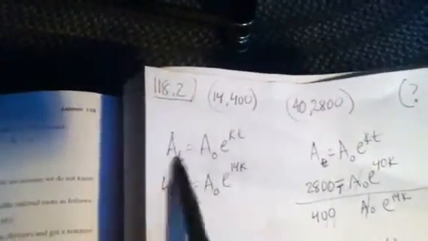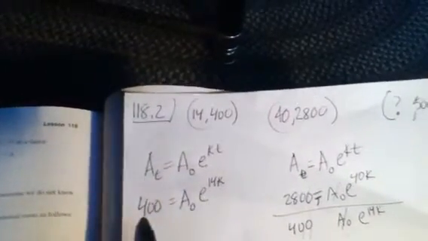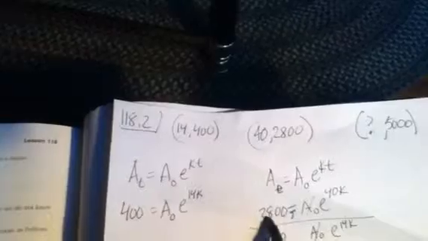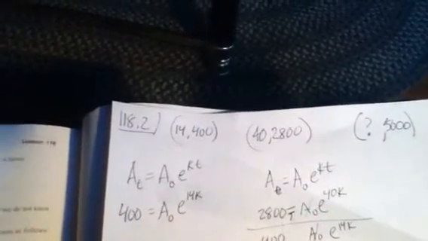And then I know that this is my formula for exponential growth and decay. I made one for each ordered pair. And then I plugged in, for A of t, the 400, and for t, I plugged in 14 here. And I did the same on this side. I plugged in the 2,800 and the 40. And then I have to do a system of equations.